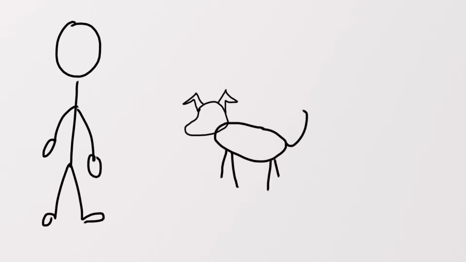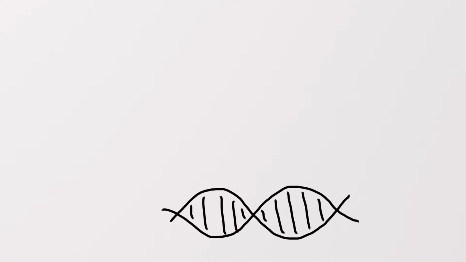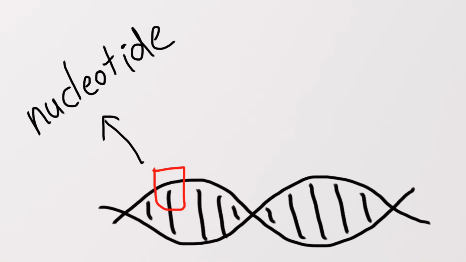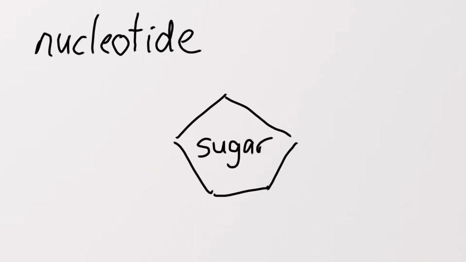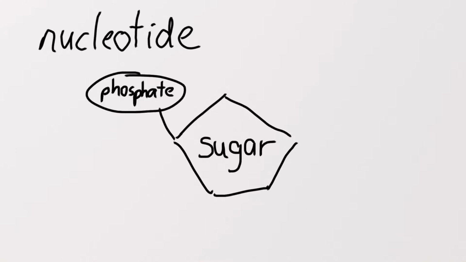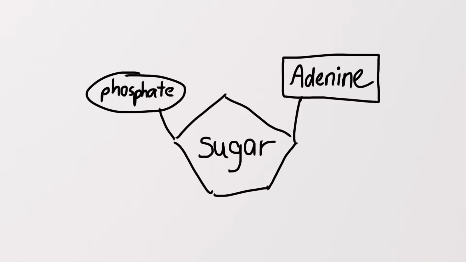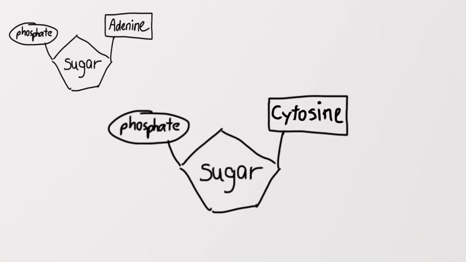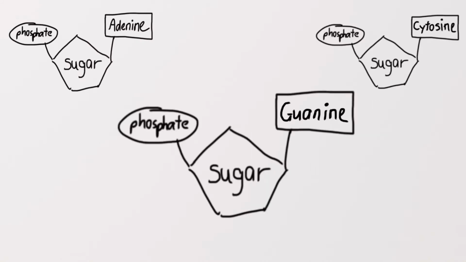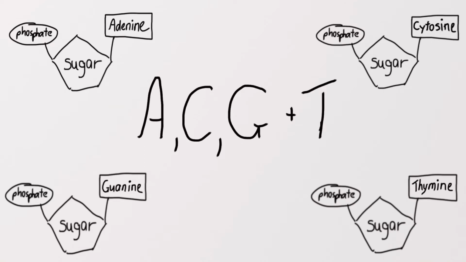All of our DNA, whether you're a human, a dog, or a banana, is made of exactly the same thing. Simple little building blocks that we call nucleotides. Each nucleotide has 3 smaller parts: a sugar called deoxyribose, a group of phosphate atoms, and a nitrogen-rich molecule that we call a base. There are 4 different types of these bases, giving us 4 different types of nucleotides. As geneticists, we use a shorthand code for the 4 types and call them A, C, G, and T.